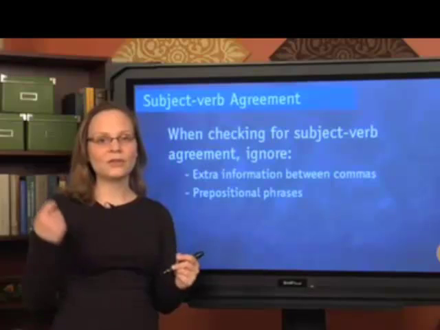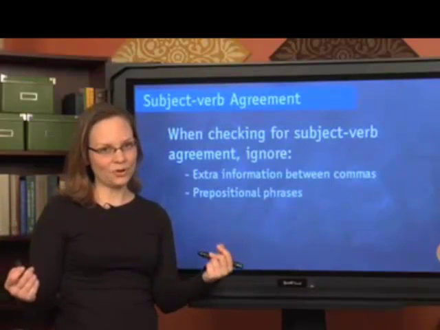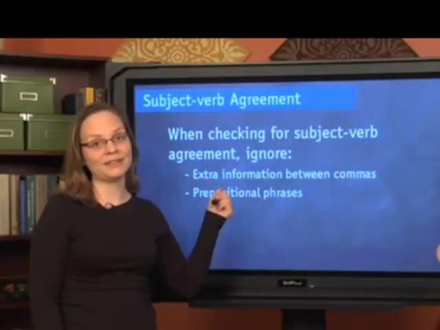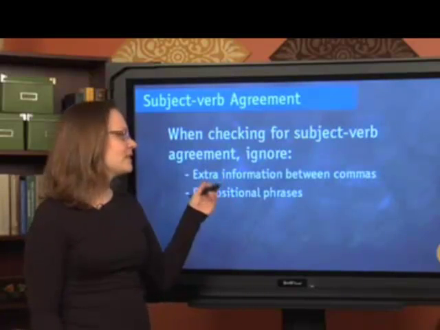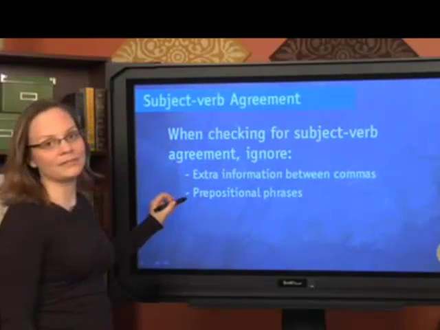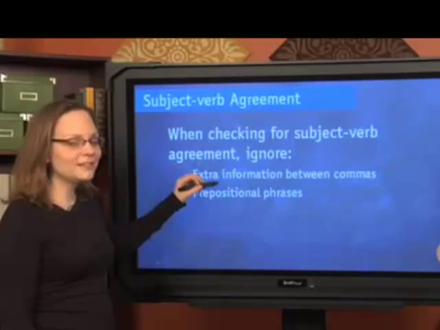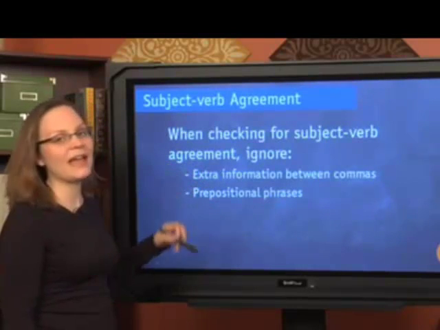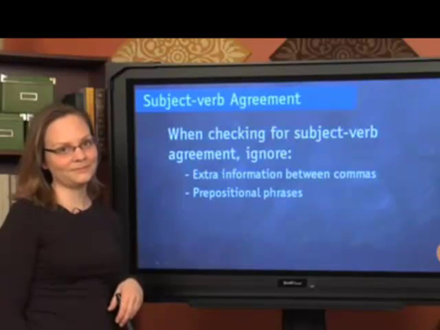So, in order to see whether the subject and the verb on the SAT sound right together, you're going to have to ignore these two things, these things that are keeping the subject and the verb apart. So they are extra information between commas and prepositional phrases. And each of these is pretty detailed, so we're going to take time to go in depth with each of them, starting with extra information between commas.